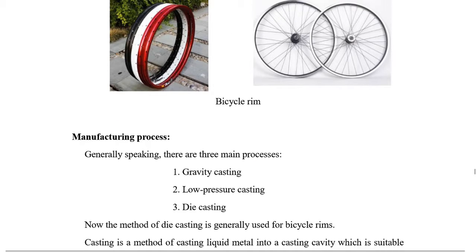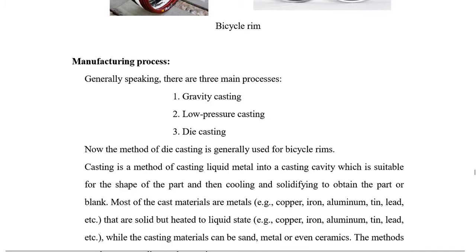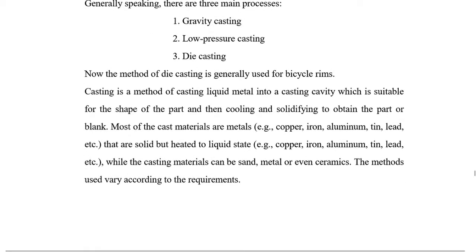As for the manufacturing process, generally we have three main processes: gravity casting, low pressure casting, and die casting. Now we use the method of die casting for the basic rings, and you can see the process as the following.